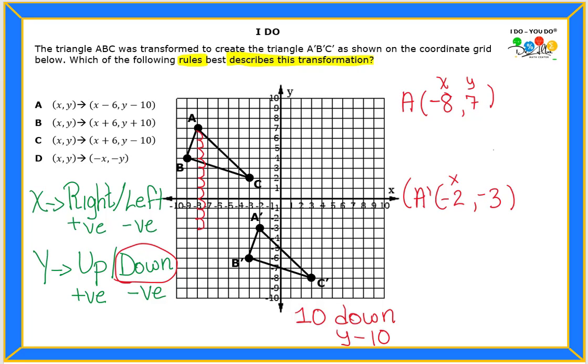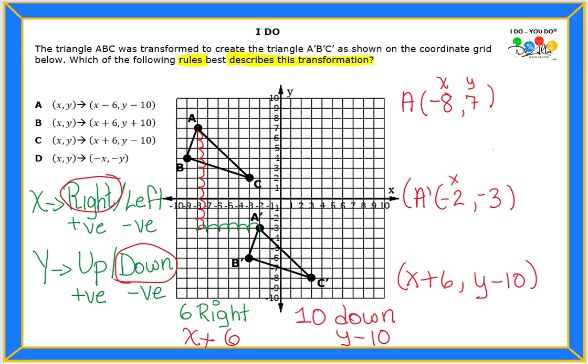Okay? Now let's see how many I need to move to the right. I'm going to go 1, 2, 3, 4, 5, and 6 to the right. And if I go 6 to the right, let's circle where the right is, and it's affecting the X. Therefore, my rule is going to be X plus 6. Okay, so that's basically the rule that I am going to apply. So it's going to be X plus 6, comma, Y -10.